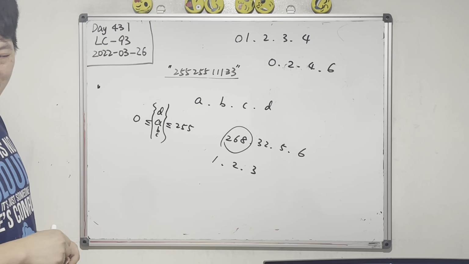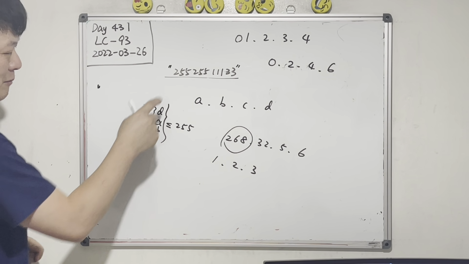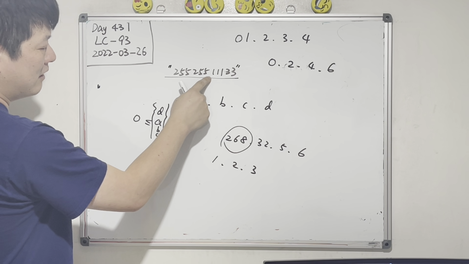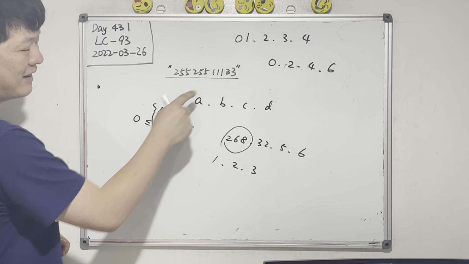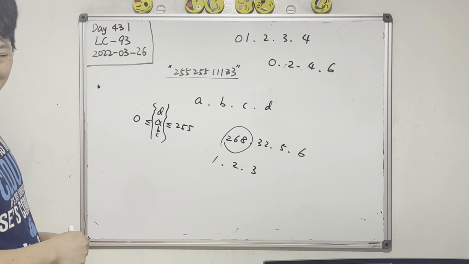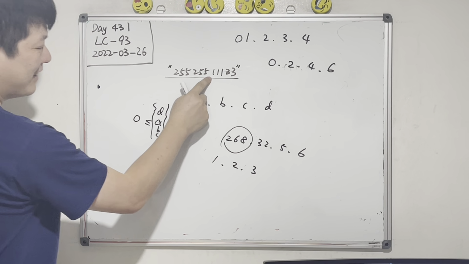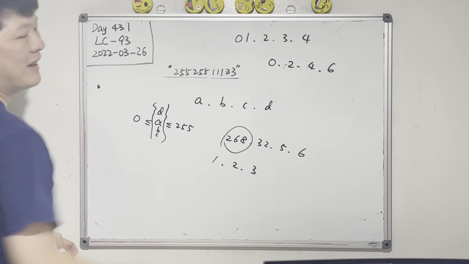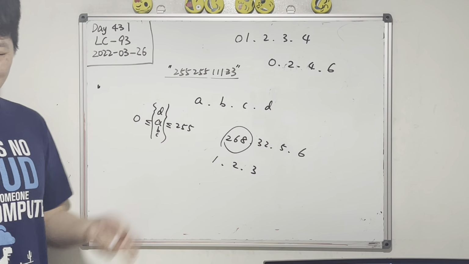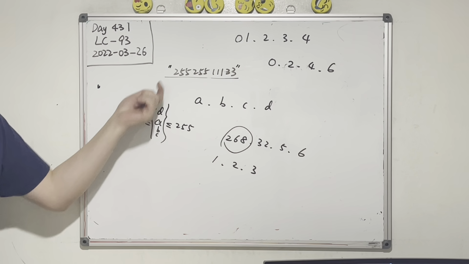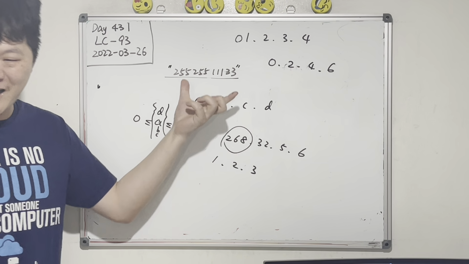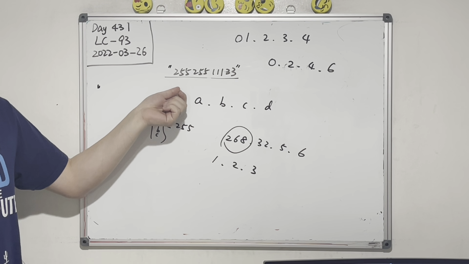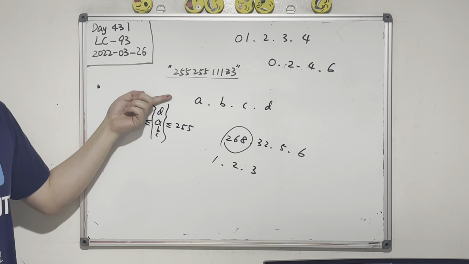And are there any others? What could that be? 255.255.11.133. Exactly. So there are two. Okay, very well done. So what are your thoughts about doing this? How do you find out there are two? What was your original approach? What were you trying to do here?